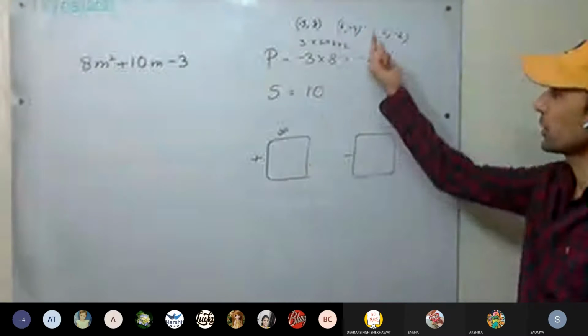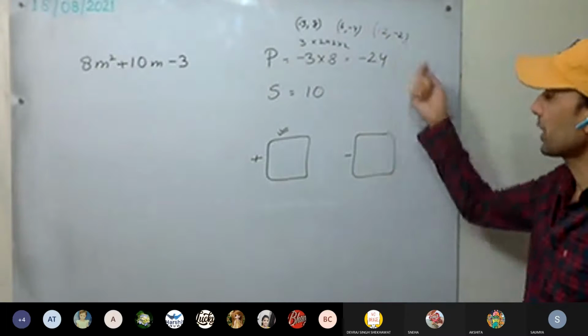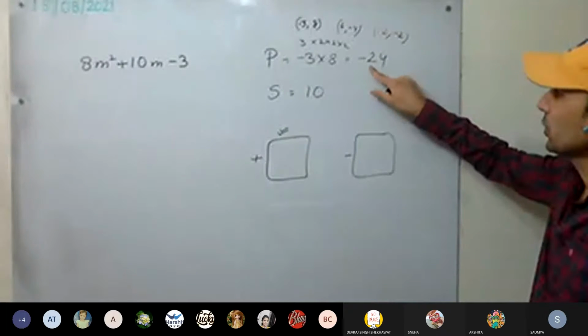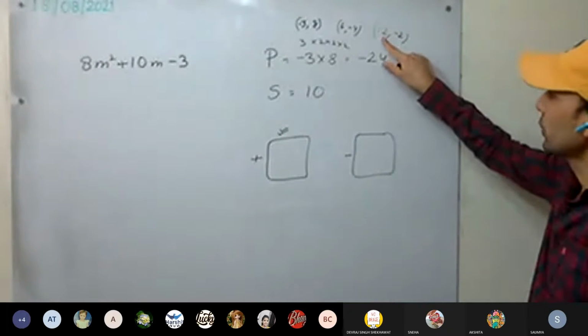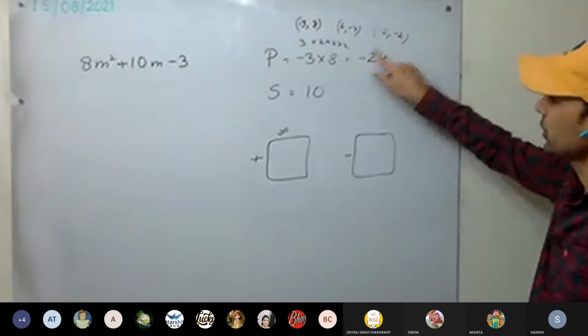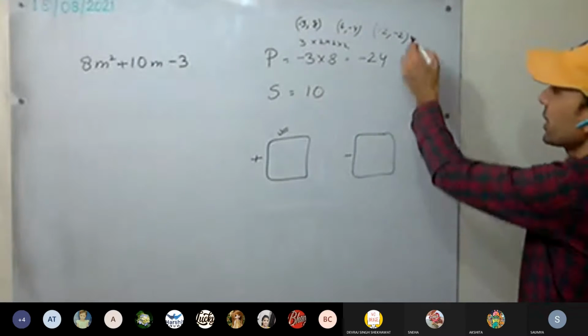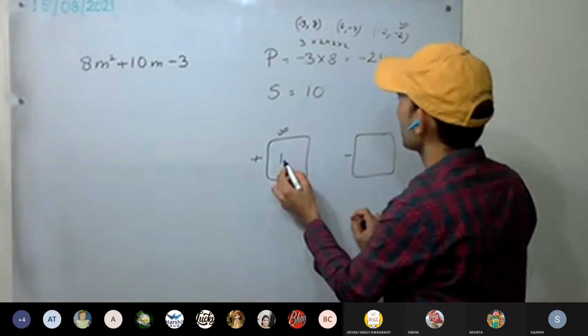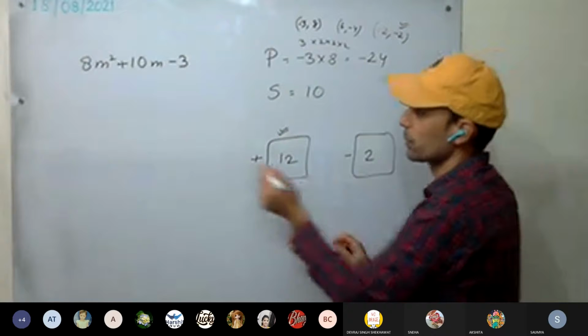Because the bigger number we have to take positive and the smaller number we have to take negative. Okay. So, 12 into minus 2 is minus 24. 12 plus minus 2 is 10. We are getting 10. So, these are the two numbers we have to take. So, plus 12 and minus 2.